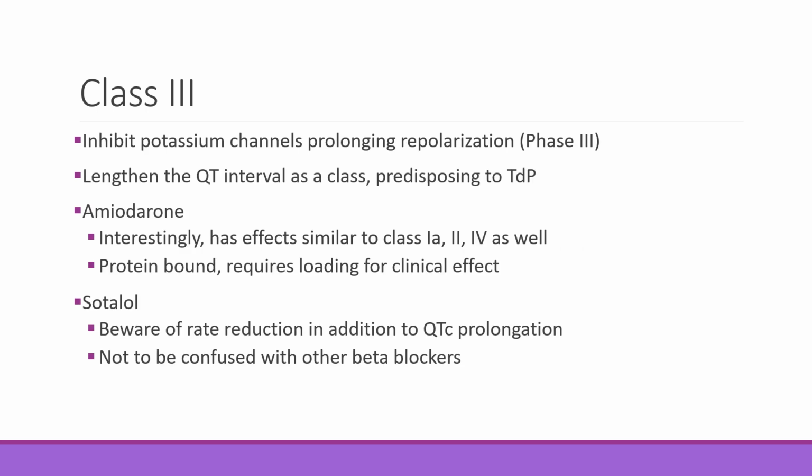For class 3 agents, they inhibit the potassium channels, prolonging repolarization in phase 3. They also lengthen the QT interval as a class and, again, predispose patients to torsades. Amiodarone is in this class and interestingly has effects similar to class 1A, 2, and 4 as well. Several side effects are important to note for amiodarone, including drug interactions, which we'll talk about.